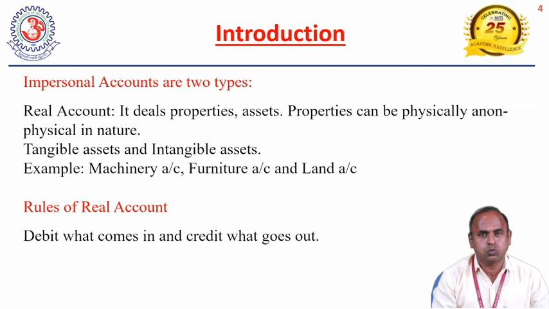Here assets are of two types: tangible assets or physical assets, and intangible assets or non-physical assets. Tangible means those assets which can be touched and seen. The examples are machinery and furniture. Intangible assets means those which cannot be seen or touched. The examples are goodwill, royalty, trademark and copyrights. So the rule of real account: debit what comes in and credit what goes out.